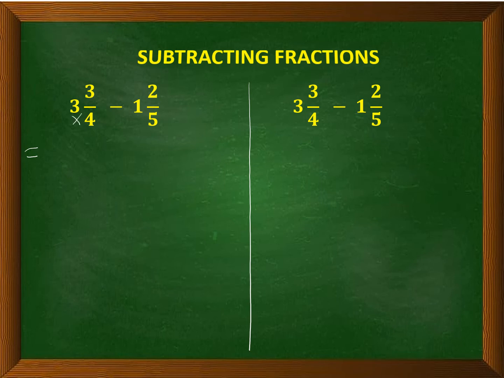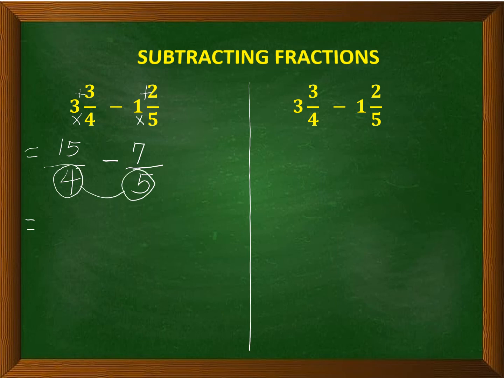4 times 3, 12, plus 3, it's 15. Copy the denominator 4. Minus 5 times 1 is 5 plus 2, 7. Copy the denominator 5. Now that we've changed mixed numbers into improper fractions, we may now apply the rules that we did in our previous examples.